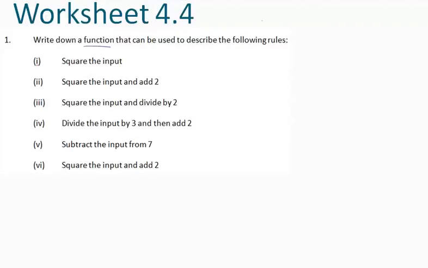So what we're thinking, we've got our input going in, our function, and then our output. So to square the input, our function we can use will be y is equal to x squared. X goes in and comes out as x squared. To square the input and add 2, we're going to have y is equal to x squared plus 2.